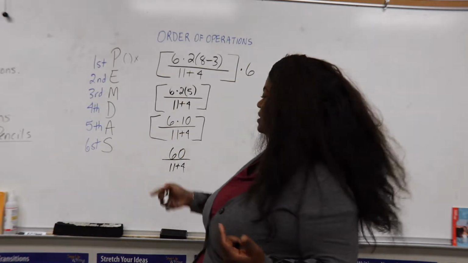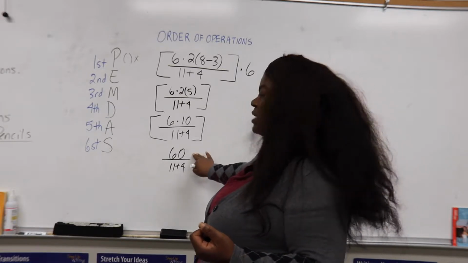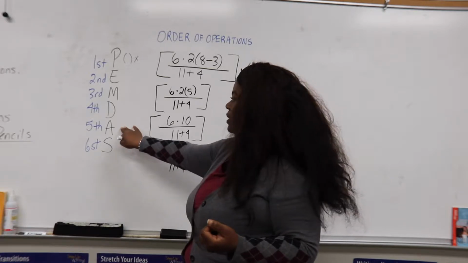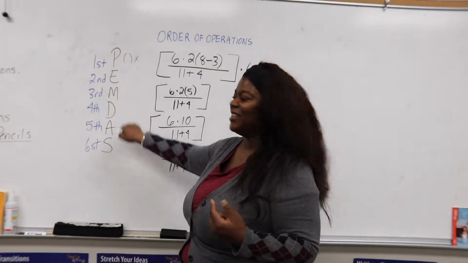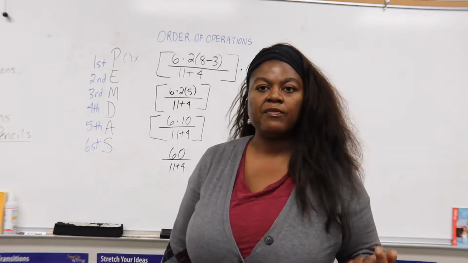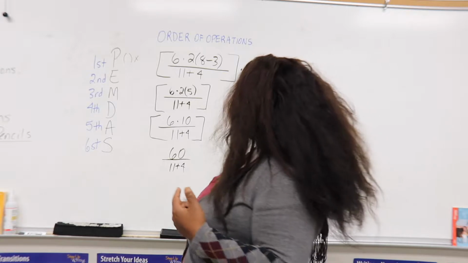All right, let's go back to P. No parentheses, no exponents, we do not have multiplication, we don't have division, but we do have addition. So the sum of 11 and 4, we're adding 11 plus 4, is 15.